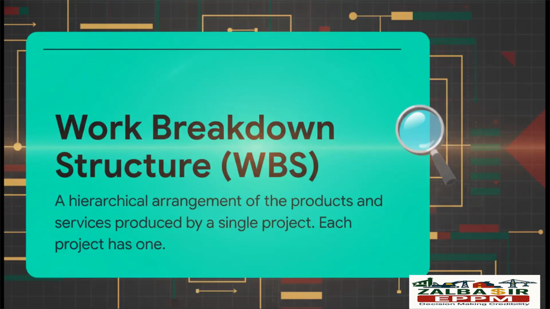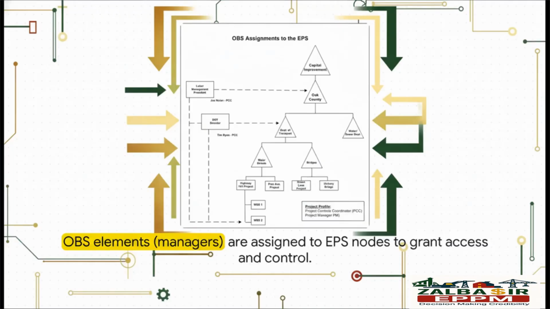And finally, we get down to the nitty-gritty with the Work Breakdown Structure, or WBS. Now, here's the difference. Unlike the EPS and OBS, which are global, every single project gets its own unique WBS. This is where you break down the actual work, the deliverables, the services, everything that needs to get done for that one project.